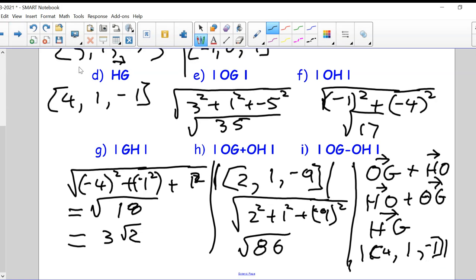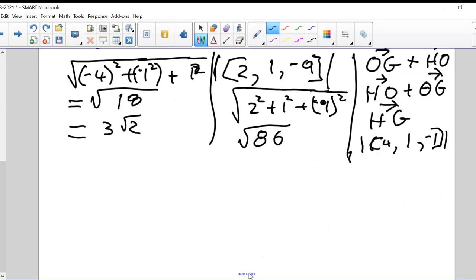So the answer that we got for the HG vector is the same we're going to get for the GH vector. It is going to be equal to the square root of 18, which is equal to 3 root 2. Right? Vectors which run in opposite directions still have the same magnitude, because one is just the exact opposite of the other, and that's all it is. So it's the same value of 3 root 2.